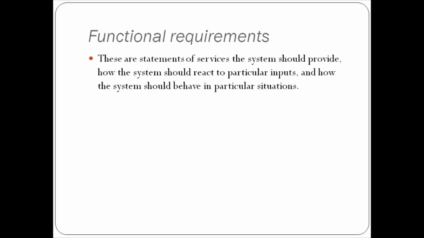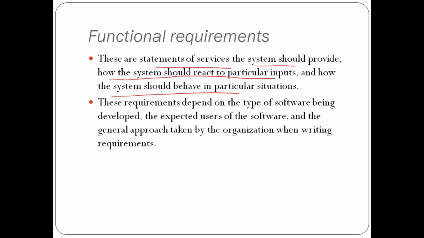Functional requirements. The functional requirements for a system describe what the system should do. So these are the statements of services the system should provide, how the system should react to particular inputs, and how the system should behave in particular situations. So these actually expand the user requirements and are written for the system developers. These requirements depend on the type of software being developed, the expected users of the software, and the general approach taken by the organization when writing requirements.